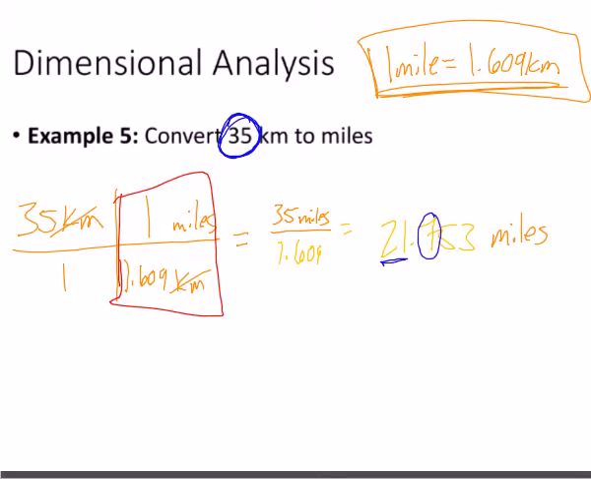I'm looking here. Is 7 going to round up or down? It's going to round up. So my final answer would be 22 miles. Okay?